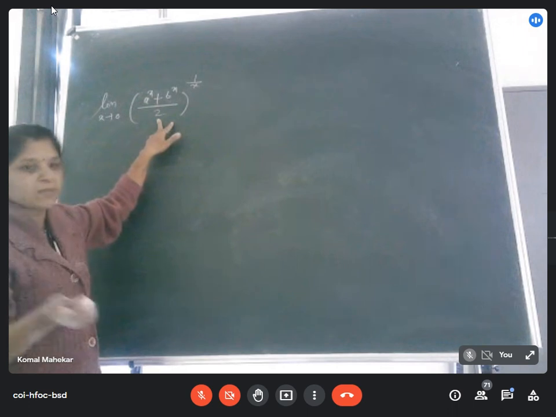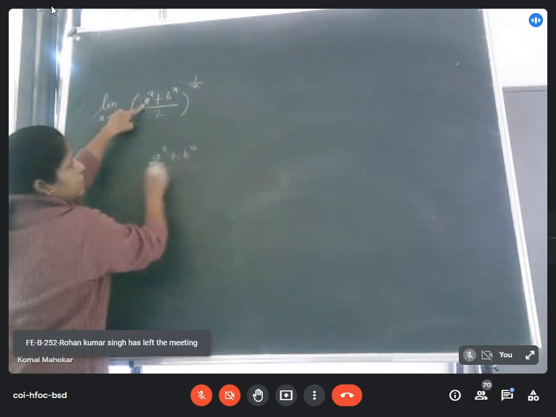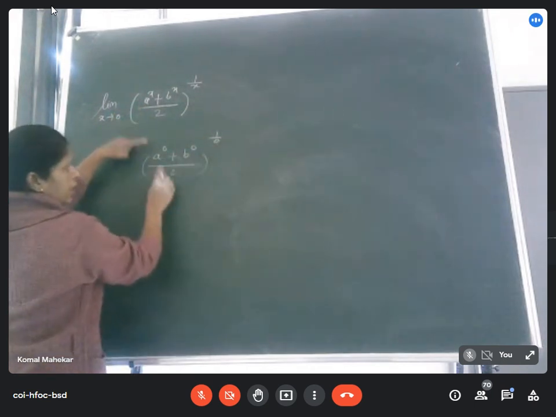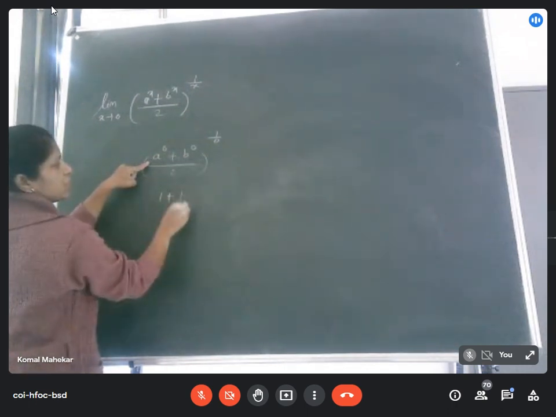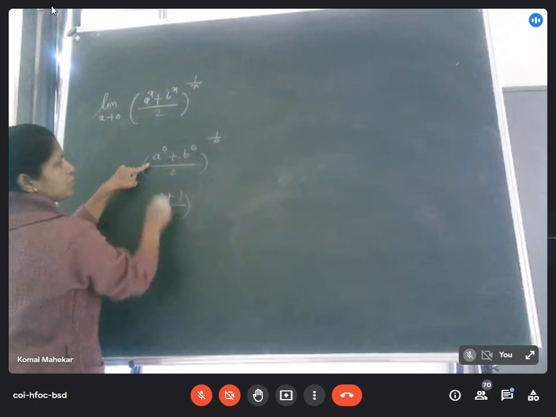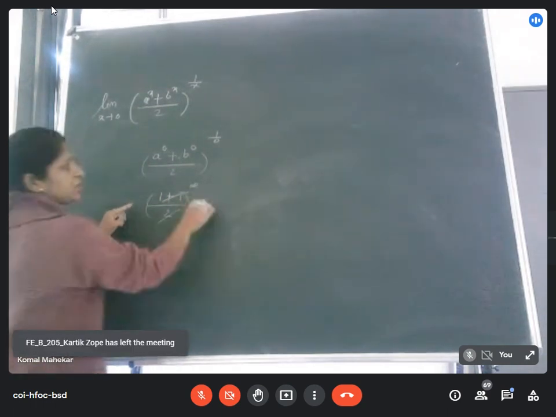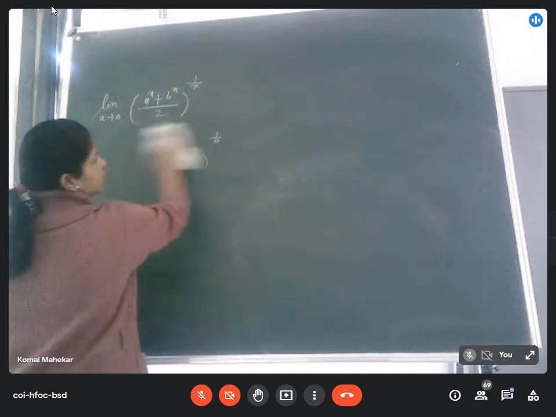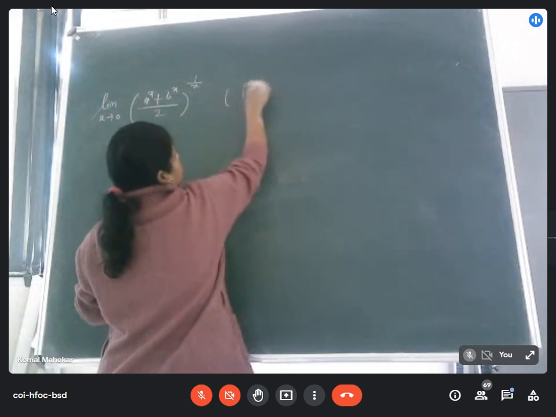Now if you put x is equal to 0, what will happen? This becomes a raised to 0 plus b raised to 0 divided by 2 raised to 1 by 0. Now a raised to 0, any number raised to 0 is 1, plus b raised to 0 is 1, divided by 2. Raised to 1 by 0 is infinity. Now 1 plus 1 is 2, 2 with 2 get cancelled. So this is 1 raised to infinity form. Okay. So we identify the form of this problem, that is 1 raised to infinity form.